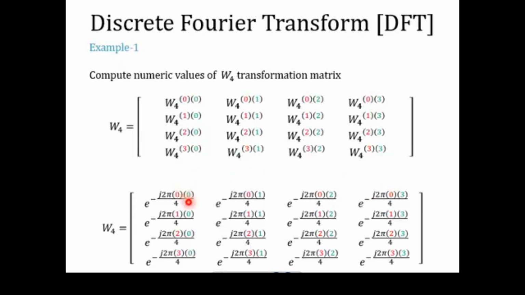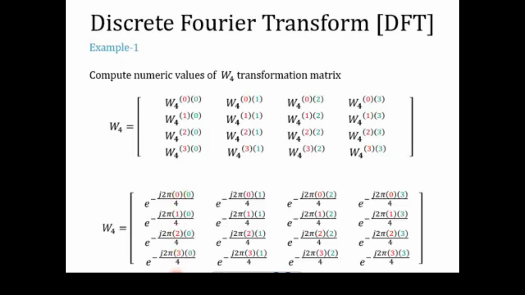So due to K is equal to 0, the first row of this matrix will be equal to 1, and why the first column of this W4 matrix will be equal to 1? The reason is small n is equal to 0 in the first column, and n is equal to 0 means the first index value of the small n vector. So due to n is equal to 0, the first column will be equal to 1.